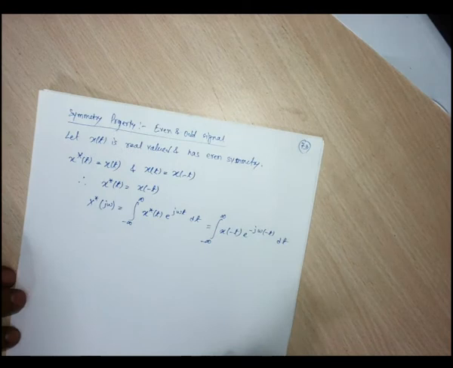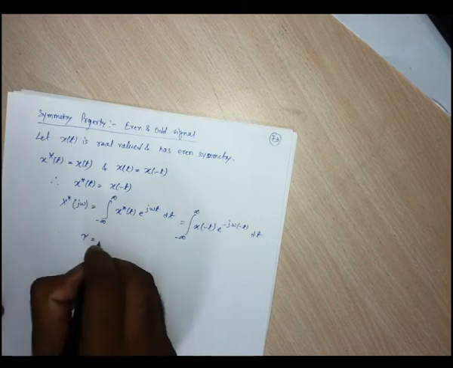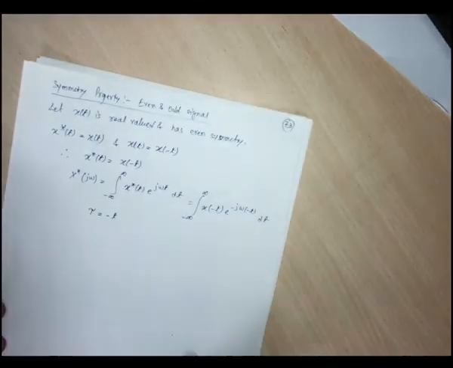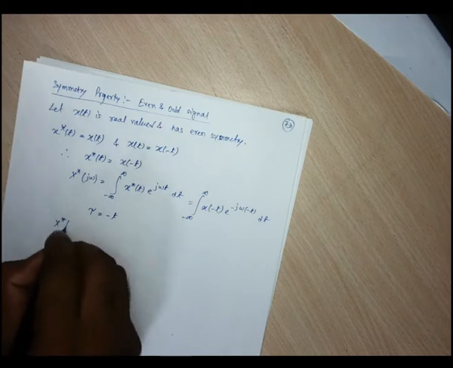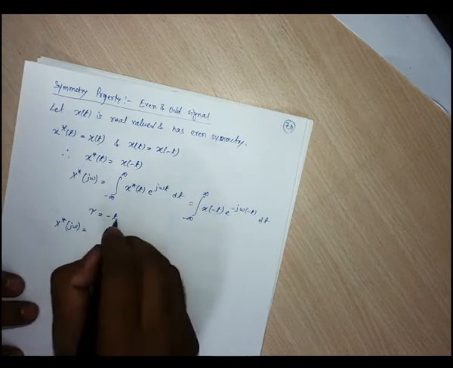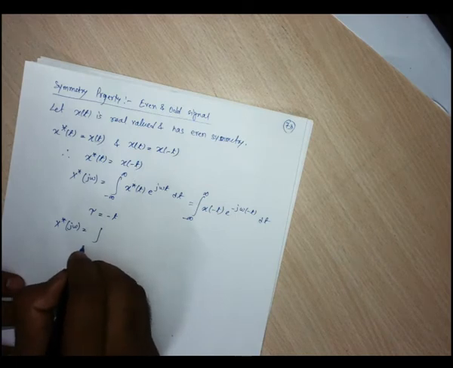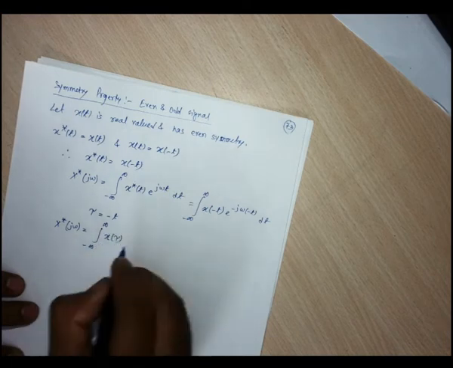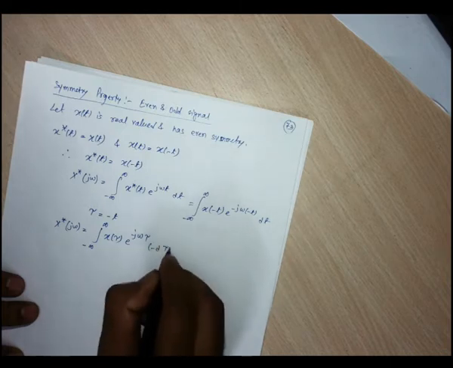Let us consider another variable, tau, the same as minus t. So what will happen after that, if we take something like this, then x conjugate of j omega, this will represent d tau equal to minus dt, so dt equals minus d tau. So this one is the integral from minus infinity to infinity of x of tau e to the power j omega tau, then this will be minus d tau, right?